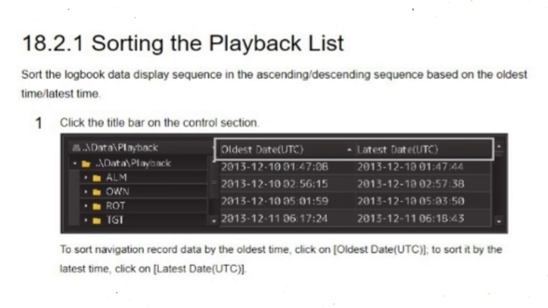Sorting the playback list. Sort the logbook data display sequence in the ascending or descending sequence based on the oldest time or latest time. Click the title bar on the control section.